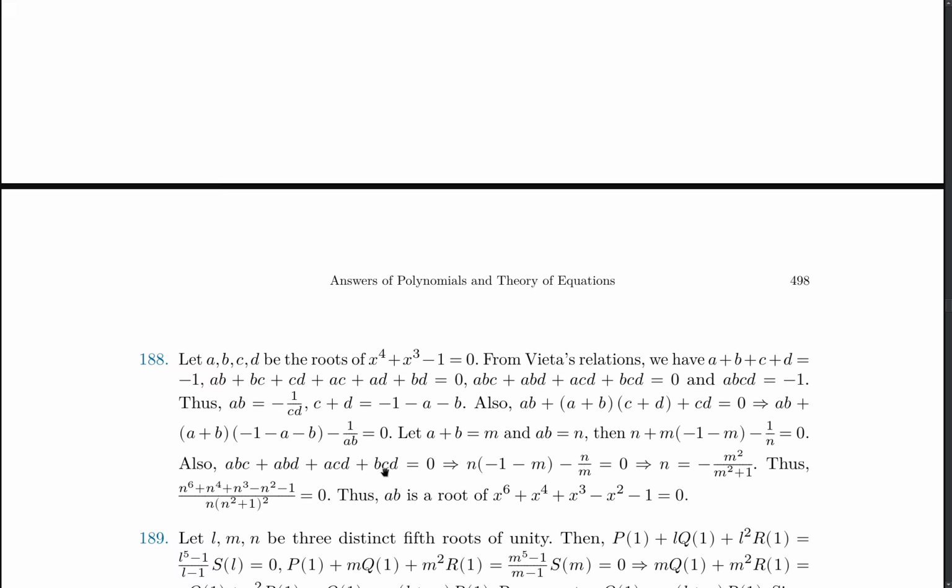And thus, if we put it in here, we will have the relationship N to the power 6 plus N to the power 4 plus N cube minus N square minus 1. We don't care about the denominator. This is 0, so the numerator is 0 and therefore AB is the root of it. Now we look again, what is our AB? AB is minus 1 by CD and we have let AB is equal to N. So this equation is 0 and N is nothing but AB. So AB is the root of x to the power 6 plus x to the power 4 plus x cube minus x square minus 1 is equal to 0.